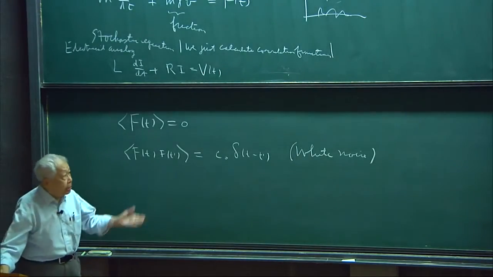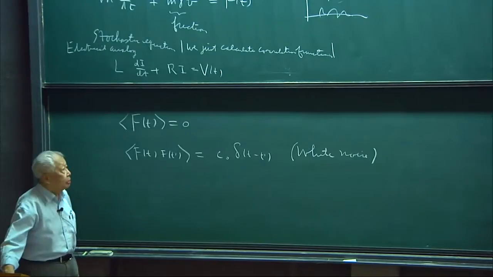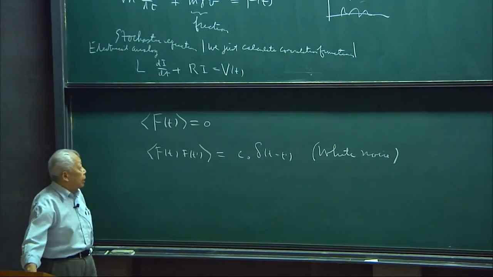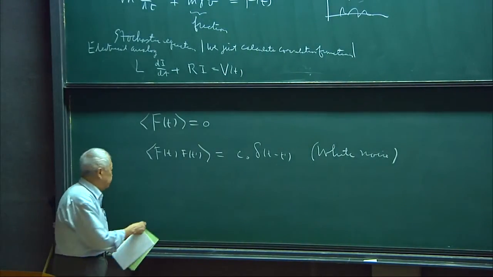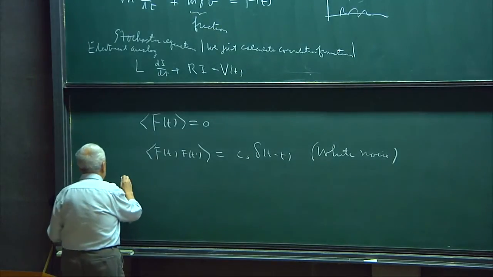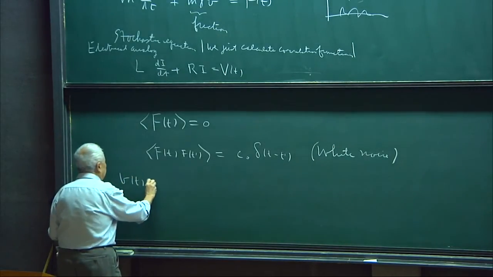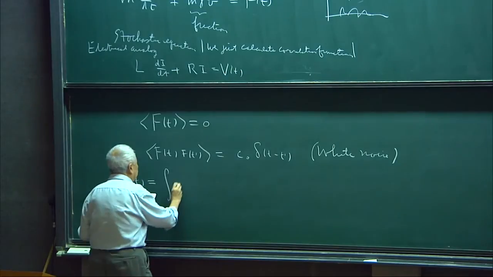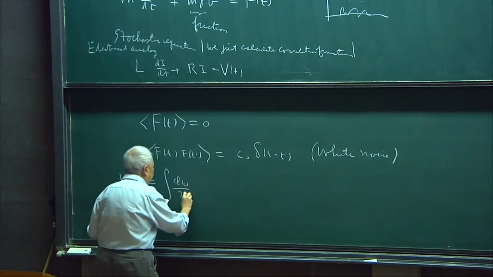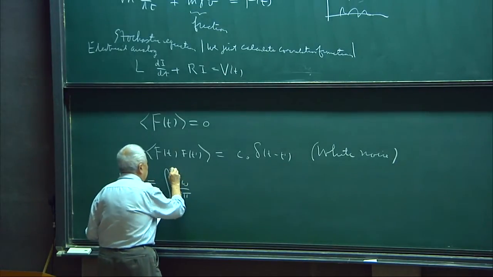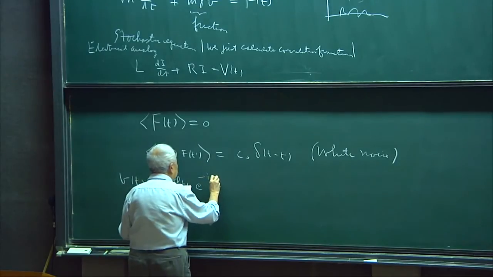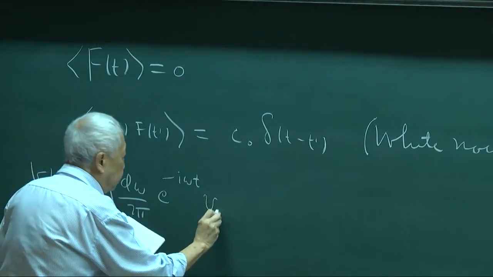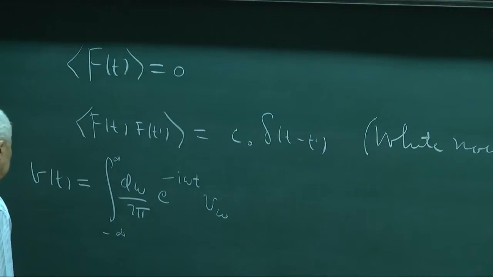How do you solve this? It's very easy to solve this. That's the advantage of Langevin. You can solve it instantly by the technique of Fourier transform. So you write v of t equal to the integral d omega over 2 pi, e to the minus i omega t times v sub omega. This is the Fourier transform.